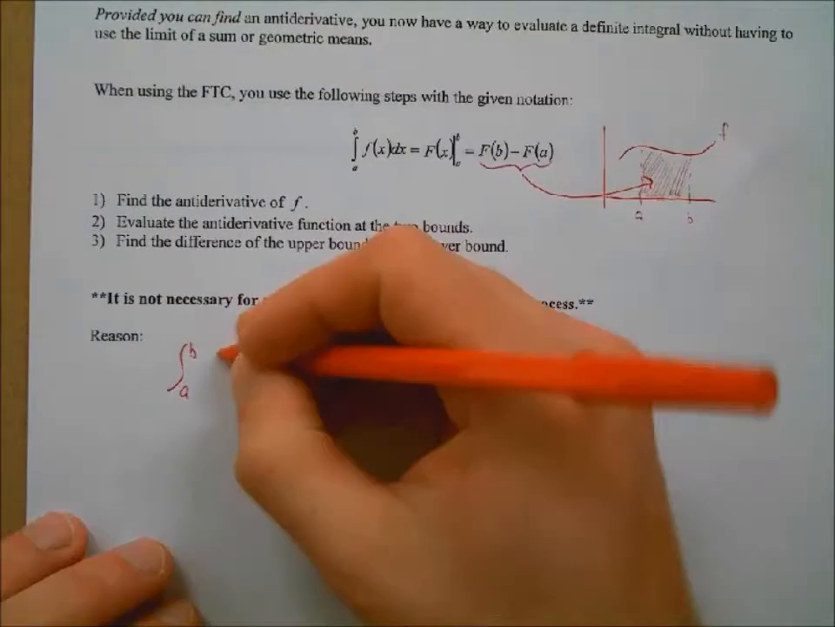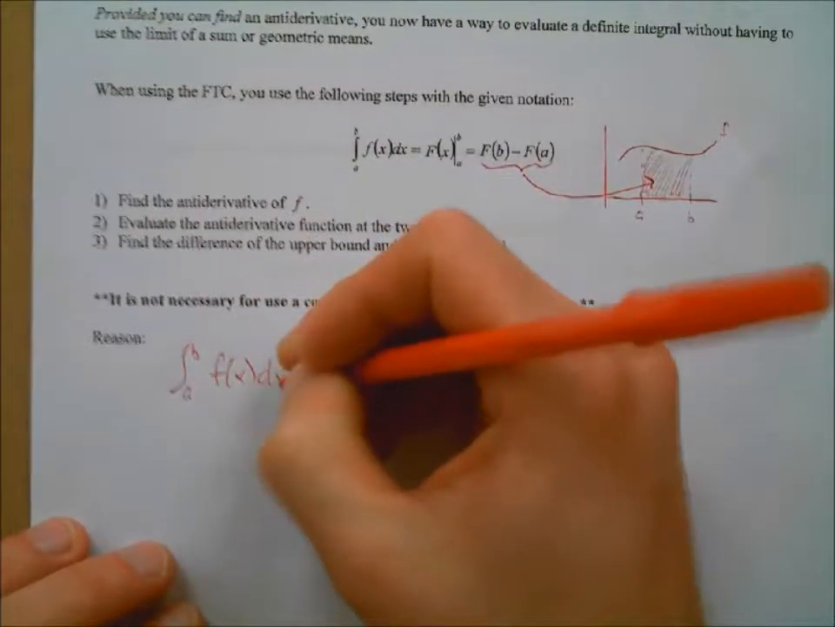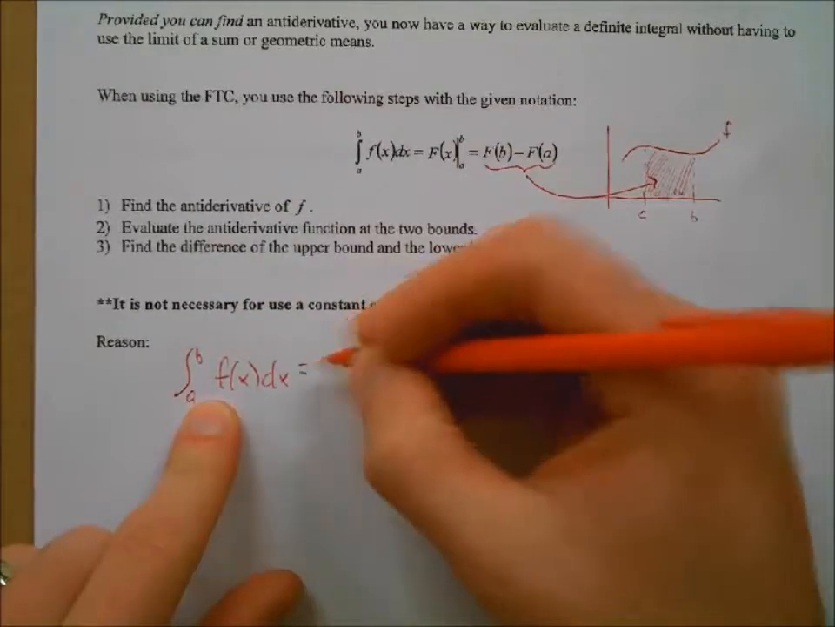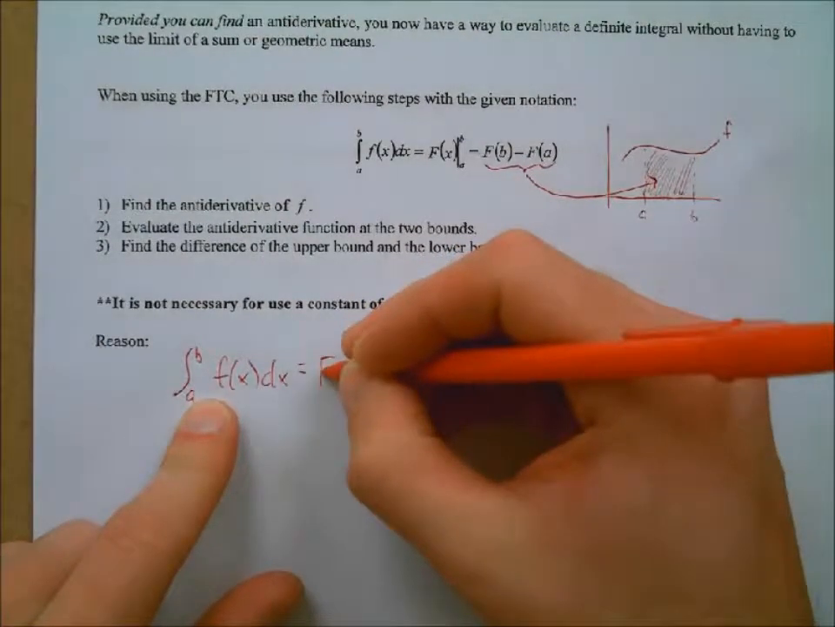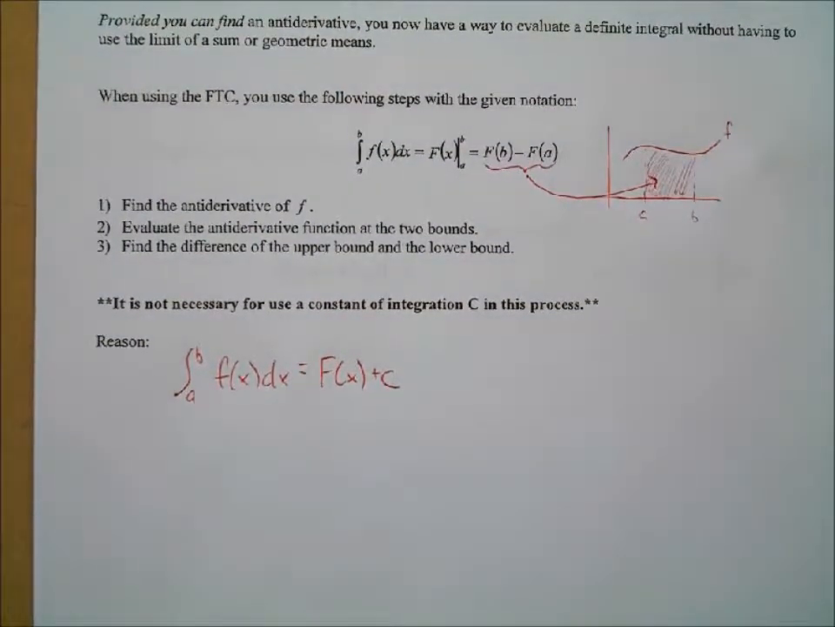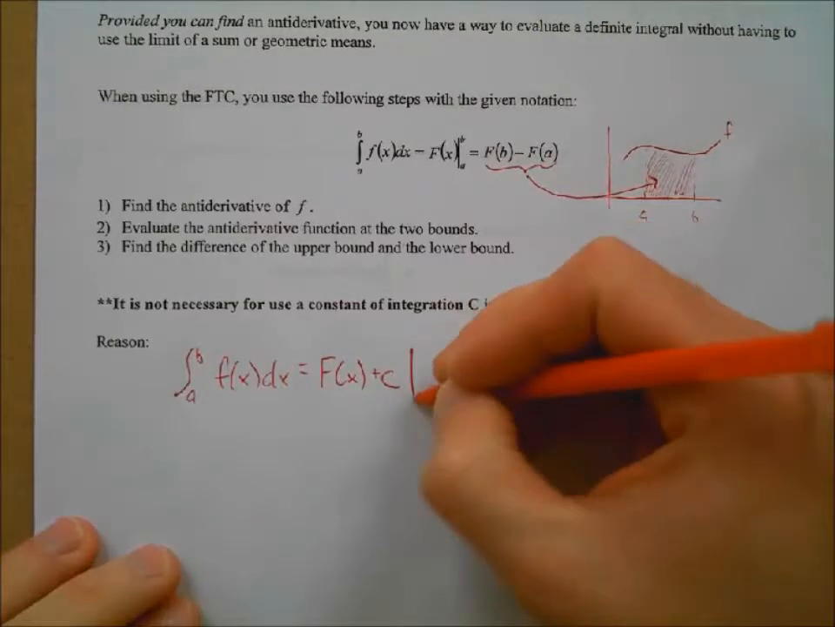Let's show you why that is. So let's say we have a random function here, f of x, and we're going to integrate from a to b with respect to x. We don't know what f is, but we denote its antiderivative as F of x, and let's put the plus C in. We'll evaluate it from a to b.